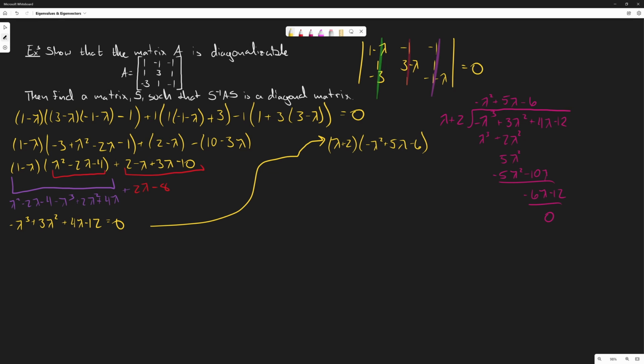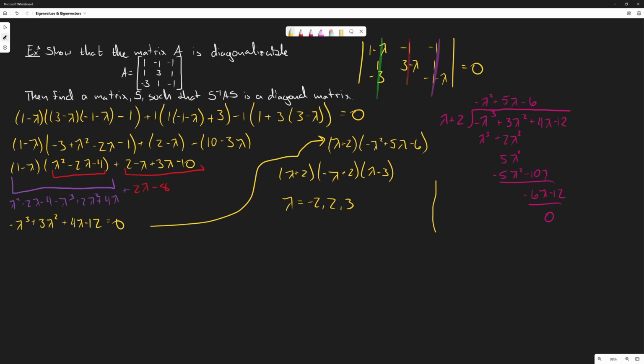We can factor out this part, so we are left with lambda plus 2 times negative lambda plus 2, then lambda plus 3, not plus, minus, because it has to be negative 6, minus 3. And so we'll see that our eigenvalues will be negative 2, 2, and 3.